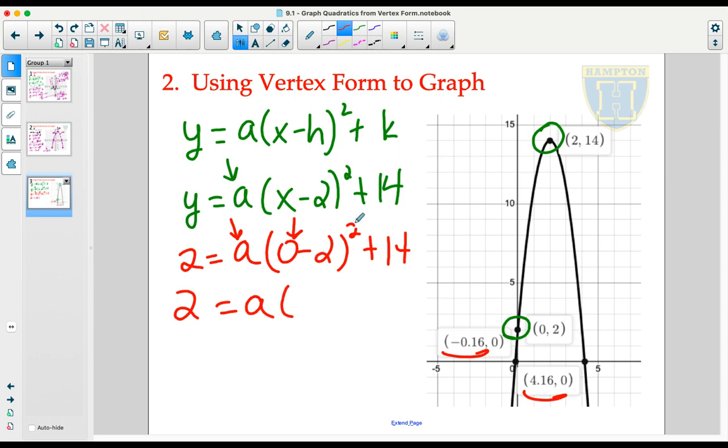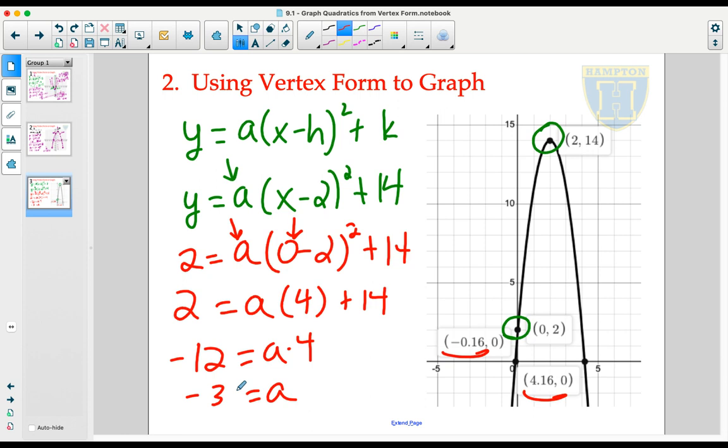I know that -2 times itself is +4. I'm going to subtract 14 from both sides. And then I'm going to divide by 4, and I get that A is -3. I knew my A needed to be negative. Check. It's negative.